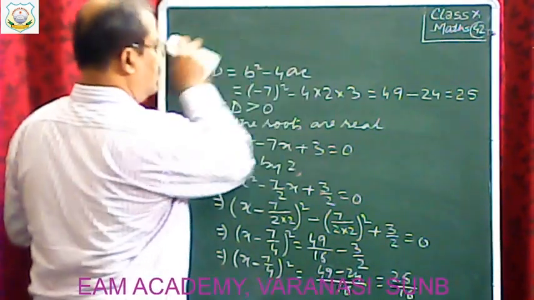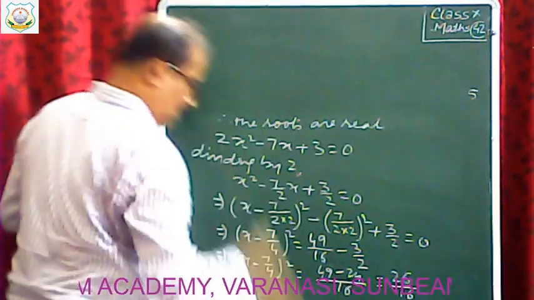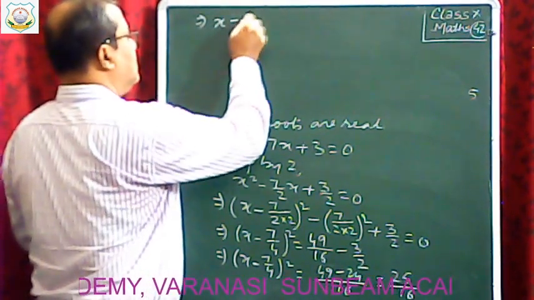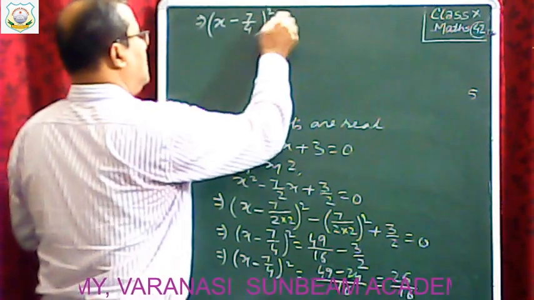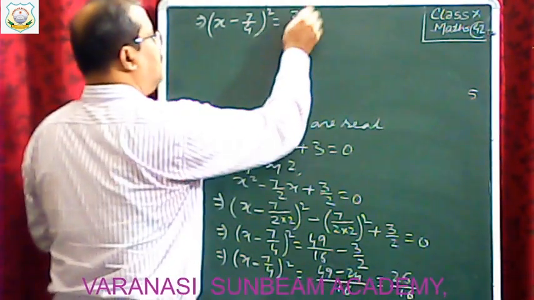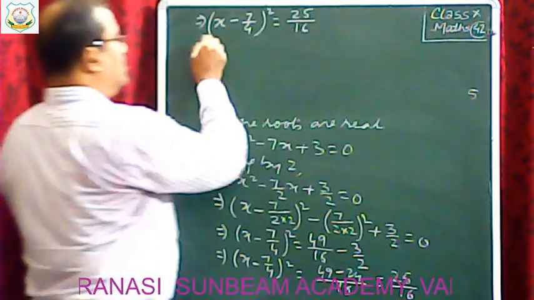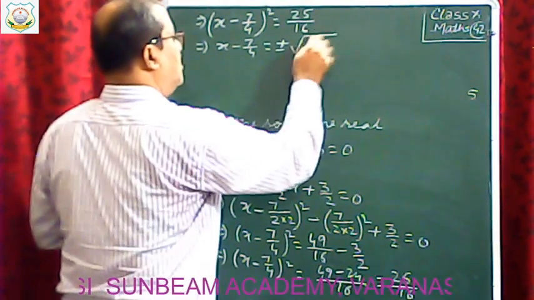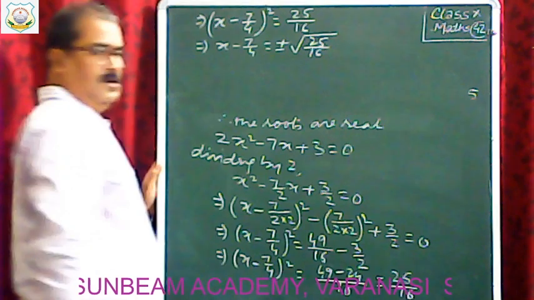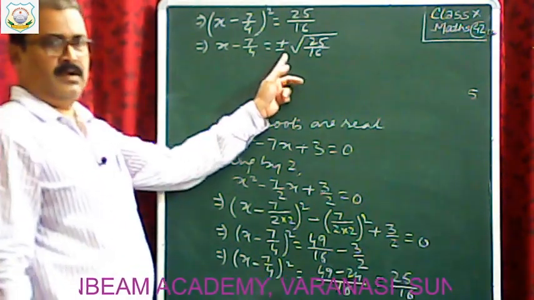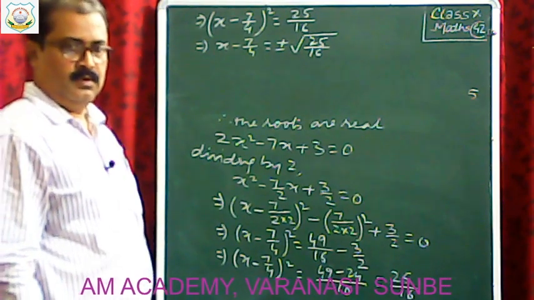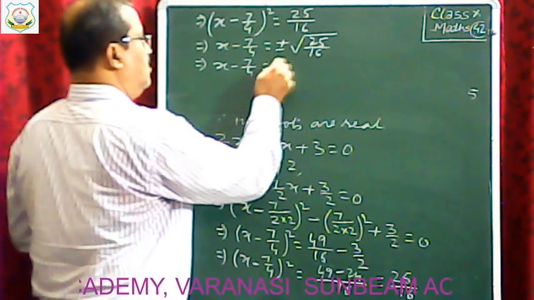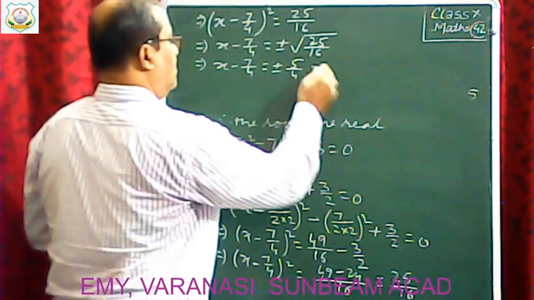So thereafter, (x minus 7 upon 4) whole square equal to 25 by 16. So then x minus 7 by 4 equal to plus minus square root of 25 upon 16. When you have to use the symbol of square root, you have to put the sign plus minus both, isn't it? As you know. So x minus 7 by 4 equal to plus minus 5 by 4.